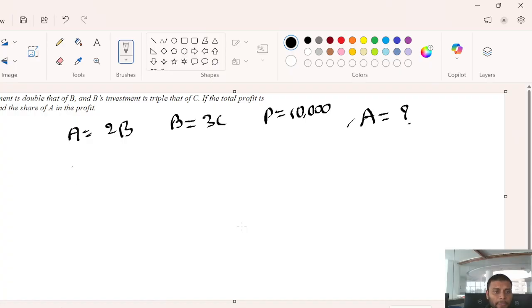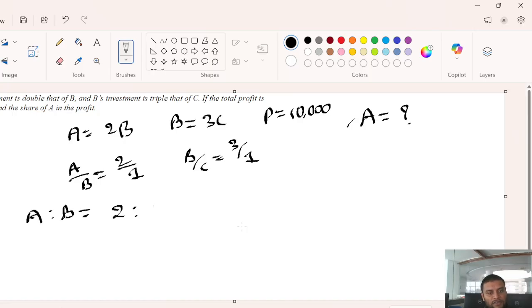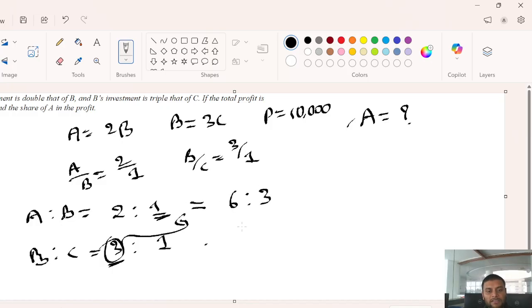Okay, friends, we can say A by B. Here we have to use the ratios concept. A by B is equal to 2 by 1. B by C is equal to 3 by 1. A is to B is a ratio, that is 2 is to 1. B is to C is another ratio, that is 3 is to 1. Guys, the B term is 1 in the first ratio, and the B term is 3 in the second ratio. To make these two ratios in proportion, we will have to make the B terms equal. To make B terms equal, we multiply 3 to the first ratio. Then it will become 6 is to 3, and the second ratio will stay 3 is to 1.